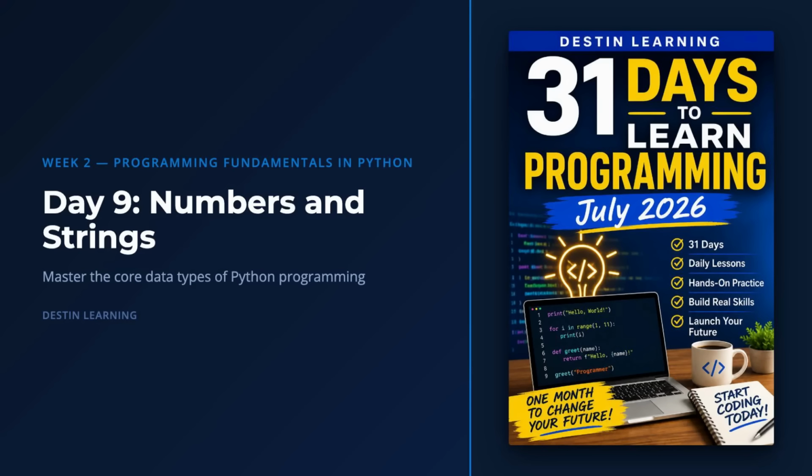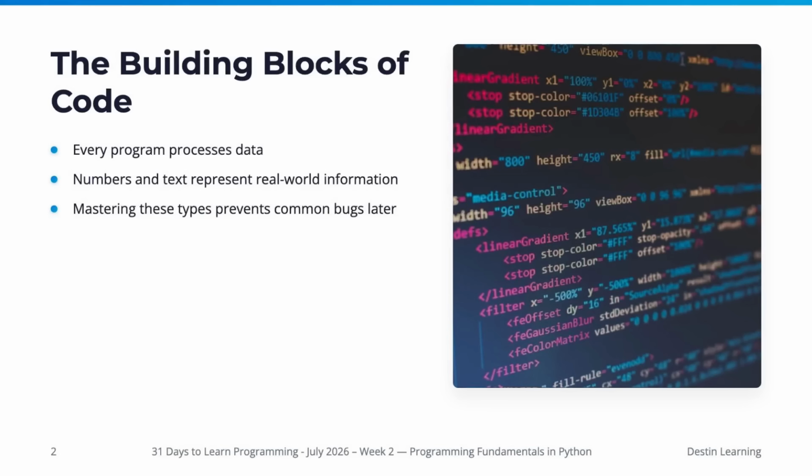Today, we'll dive into mastering the core data types of Python programming, numbers and strings. Welcome back to Day 9. We'll begin by understanding why data types are fundamental building blocks of all code. Then we'll explore how Python handles numbers and performs basic math, before moving on to working with text, specifically Python strings. Mastering these core types will equip you to prevent common bugs and represent real-world information effectively in your programs.